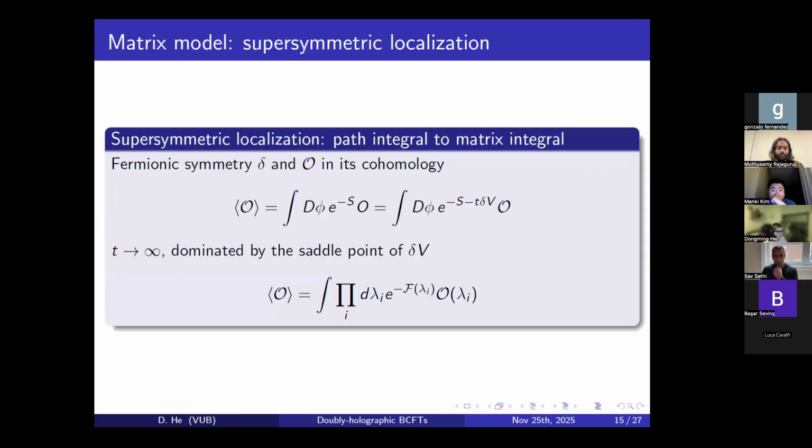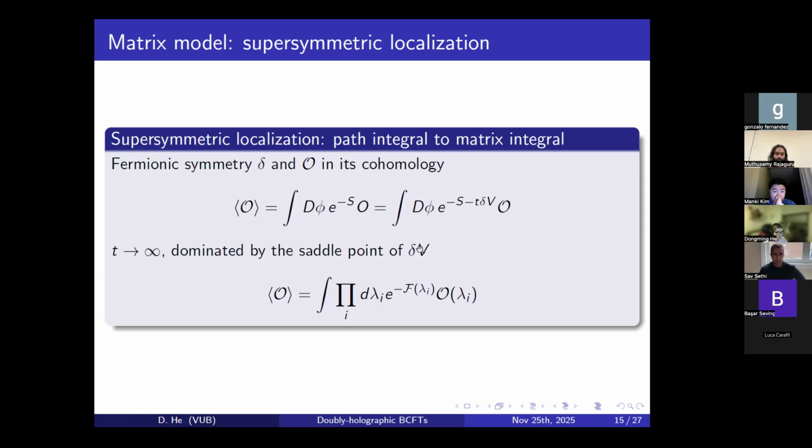So this is a brief review for people who don't know supersymmetric localization. Suppose we want to compute the expectation value of some supersymmetric observable O, which is protected by this fermionic symmetry. And we can deform the partition function by a potential, which is also in the cohomology of the supersymmetry. And one can find that the value is unchanged. By taking t to infinity, we can find the value is still unchanged. But then this partition function is dominated by the saddle point of the potential.